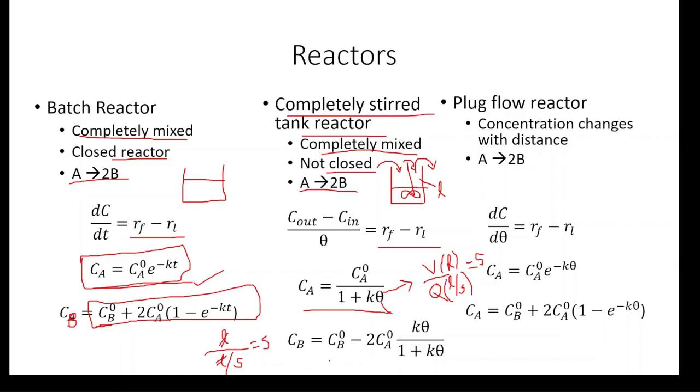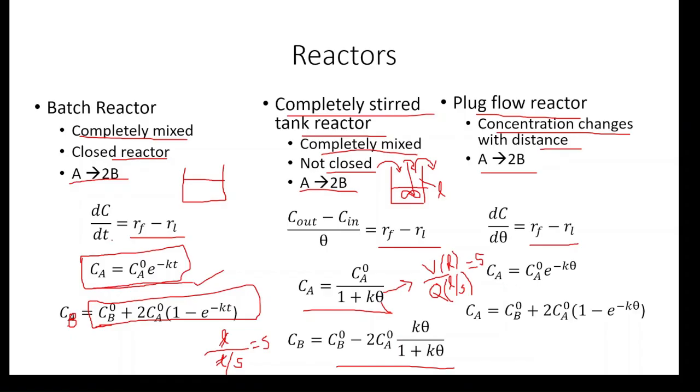CB is equal to CB naught minus 2CA naught K theta upon 1 plus K theta, and theta is HRT. When we talk about a plug flow reactor, here the concentration changes with distance. If A is changing to 2B, then dC by d theta will equal Rf minus Rr. Here also theta is V by Q.